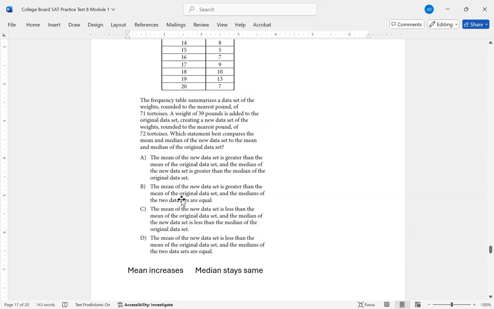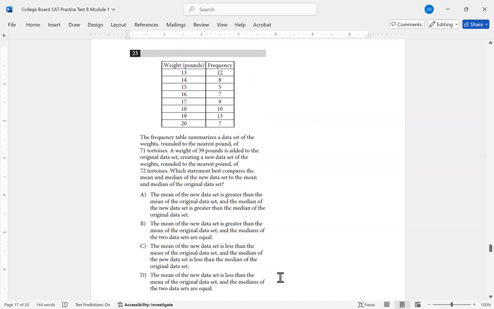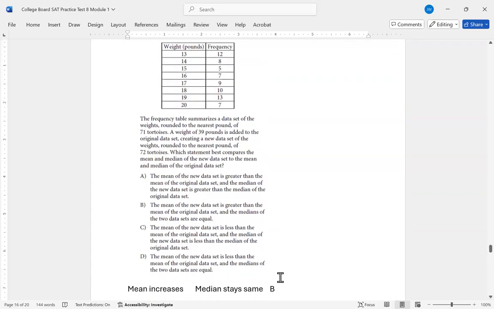So that's option B. The mean of the new data set is greater than the mean of the original data set, and the medians of the two data sets are equal. So option B is the option that is the answer to question 23. So question 23, B is our answer.